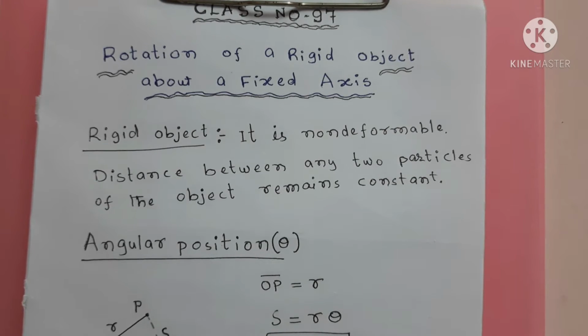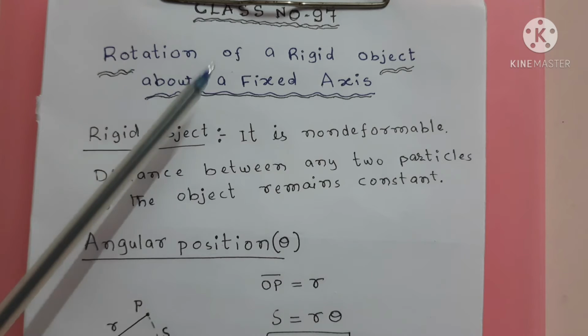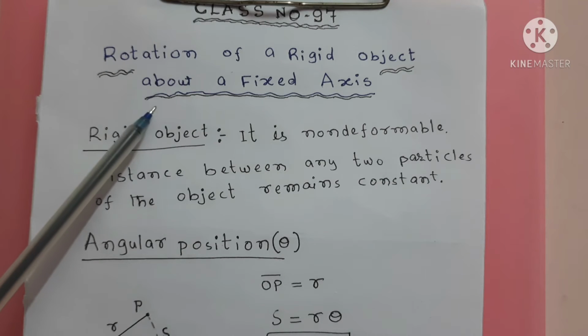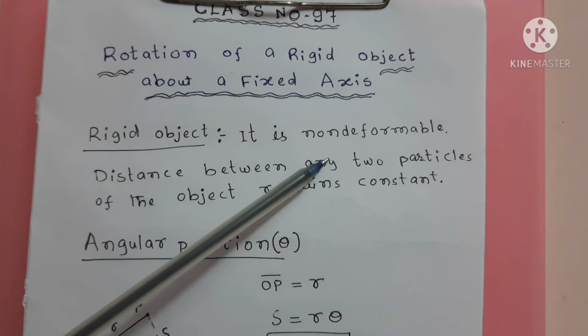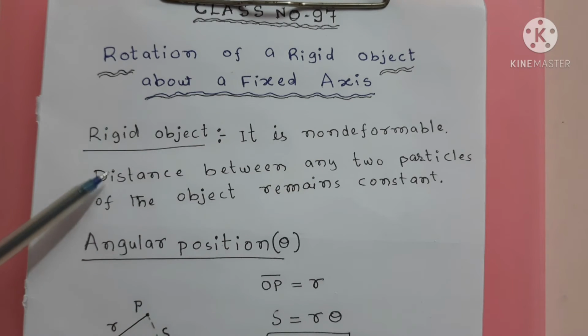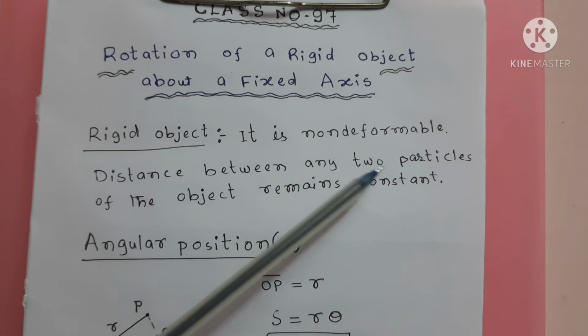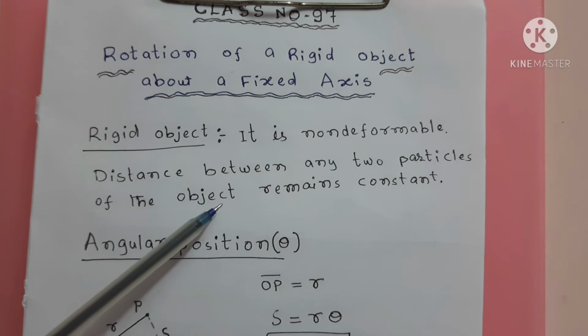This is class number 97: rotation of a rigid object about a fixed axis. First we discuss what is a rigid object. We define it like this: a rigid object is non-deformable, and the distance between any two particles of the object remains constant. For this condition only we call it a rigid object.